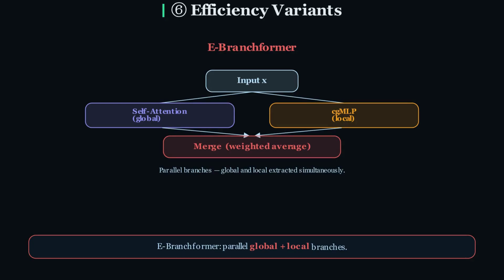The E-Branchformer rethinks the conformer's sequential assumption. Instead of processing global and local context in series, it uses two parallel branches. One branch runs self-attention to capture global dependencies. The other runs a convolutional gating MLP for local patterns. Their outputs are merged by learned weights. This parallel design is more stable in early training and matches or beats the conformer across many benchmarks.